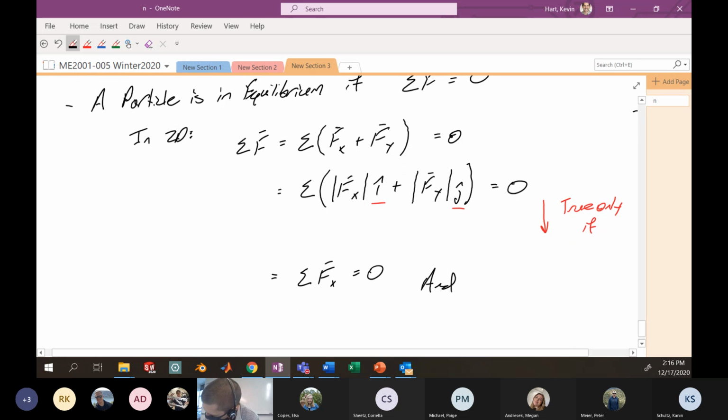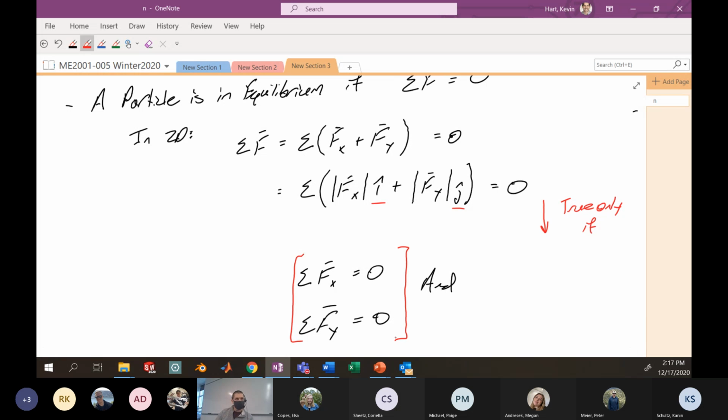and the sum of the forces in y equals 0, because they're mutually orthogonal or independent of each other. So both of these situations must be true. All of your force additions in the x direction and all of your force additions in the y direction must be equal to 0 for this equilibrium to hold. And these two equations are the foundation of a lot of the analysis that we do in the beginning of this class, looking at the equilibrium of a particular particle.